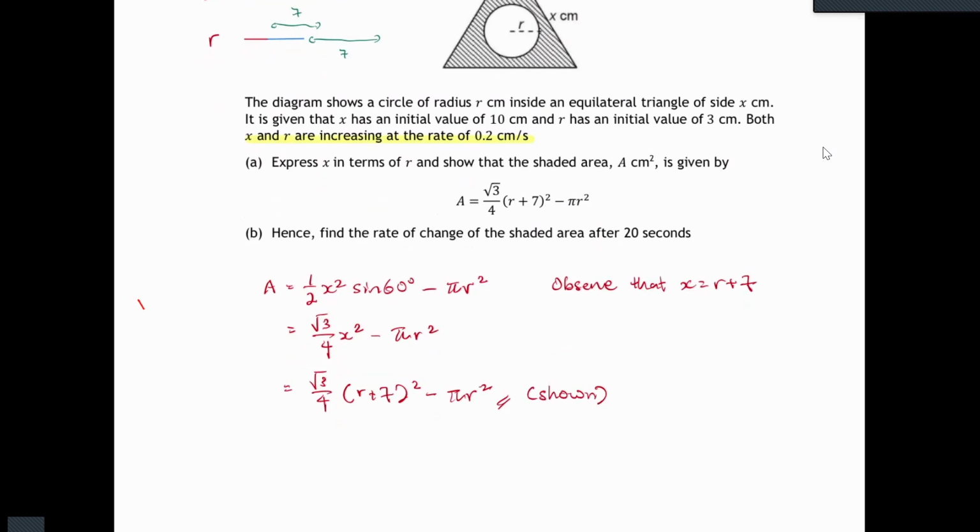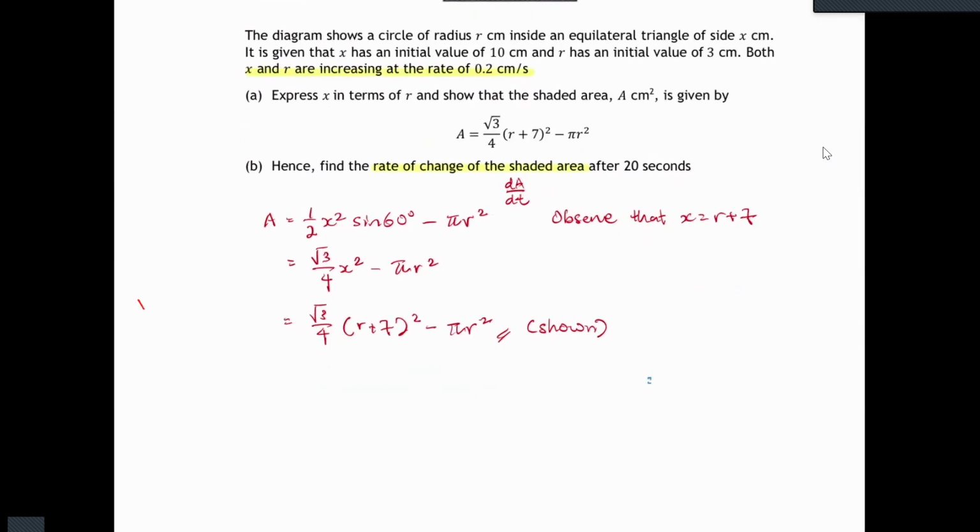Last part, before you try, I'll just give a bit of clue. Here says find the rate of change of shaded area. This is talking about dA/dt. So we want to find dA/dt. Then we are given A as a function of r. So in the grand scheme of things, this is A as a function of r. From here, if we differentiate, we'll get dA/dr. Then the last one, I want to find dr/dt.